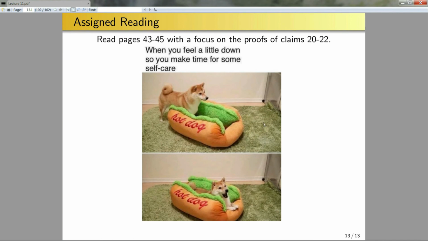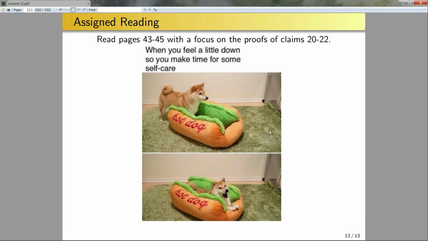And now, just a reminder, when you feel a little down, make sure you take some time for self-care like Hot Doggo here.